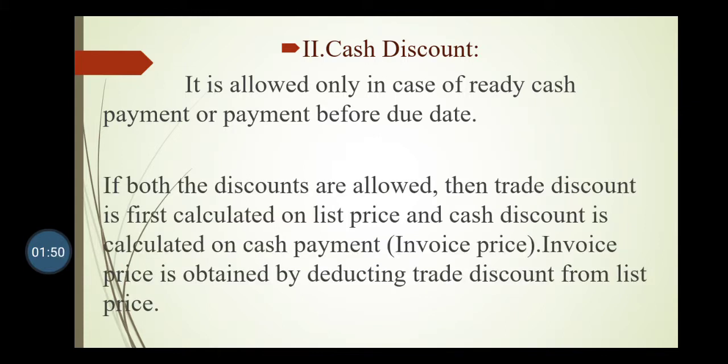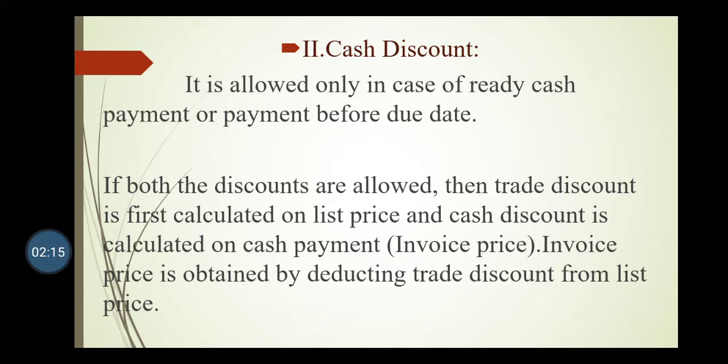If both the discounts are allowed, then trade discount is first calculated on list price and cash discount is calculated on cash payment, or we can say on the invoice price. Invoice price is obtained by deducting trade discount from the list price.